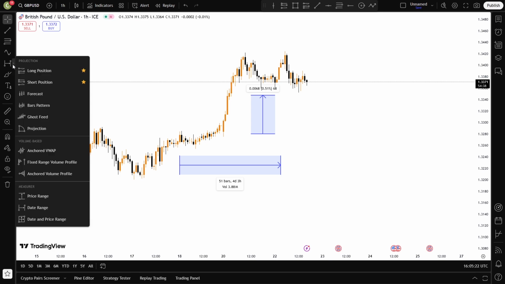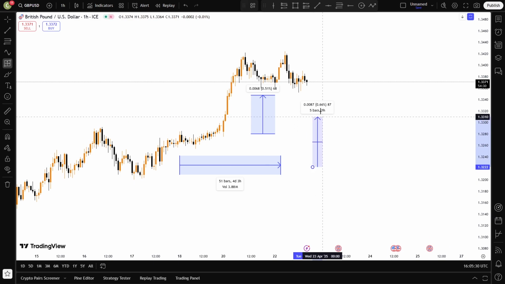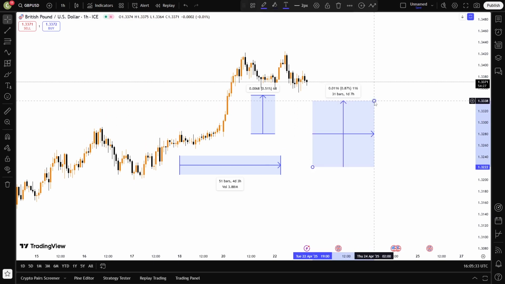And the last one is the combination of the two. This one measures both price and time. Right here we do have the amount of bars, how long price stayed within that range, and the price difference as well.